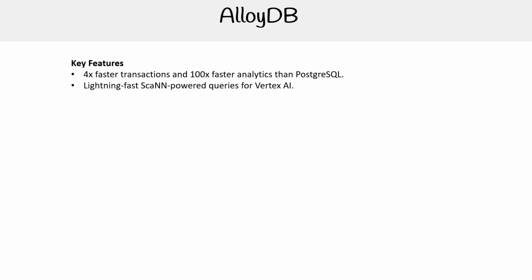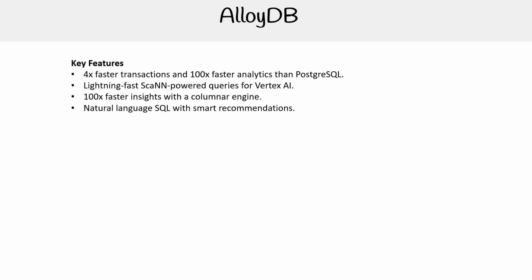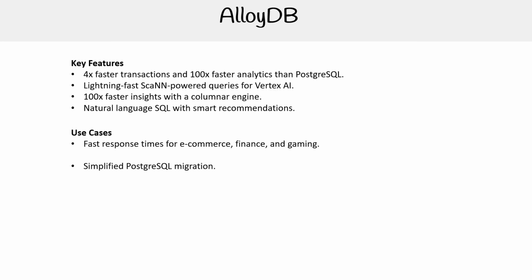Okay, let's take a look at some of the key features. It's 4 times faster transactions and 100 times faster analytics than Postgres. Lightning fast, ScaNN-powered queries for Vertex AI, 100 times faster insights with the columnar engine, natural language SQL with smart recommendations. Its use cases here would be fast response times for e-commerce, finance, and gaming, simplified Postgres migration, real-time BI, so business intelligence, fraud detection, and AI-driven vector search.